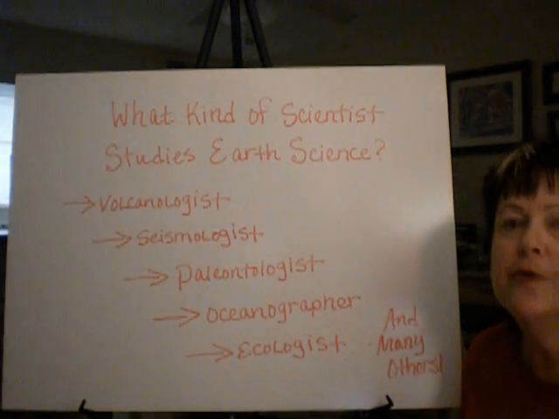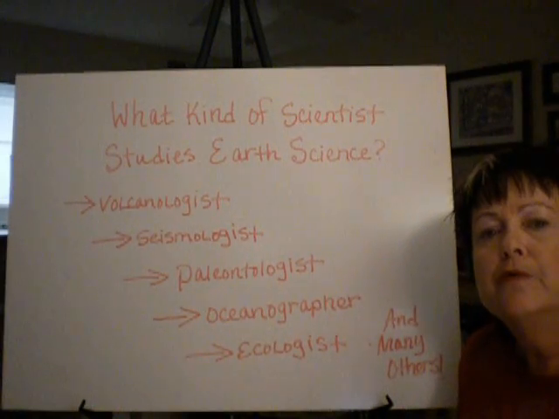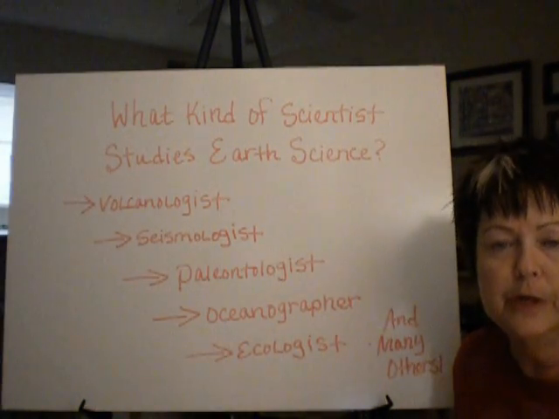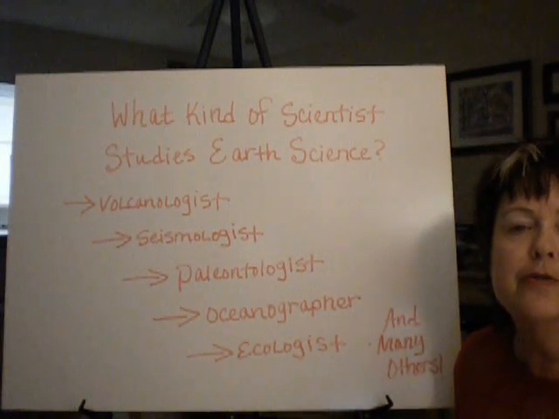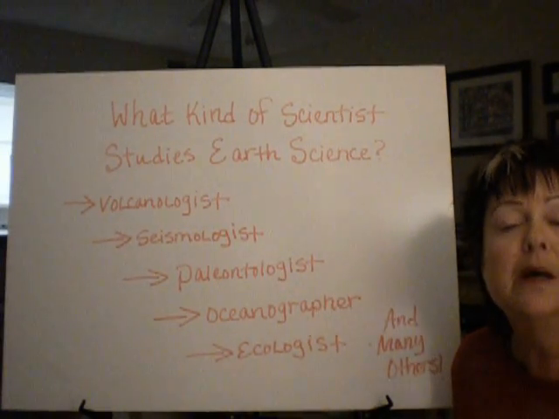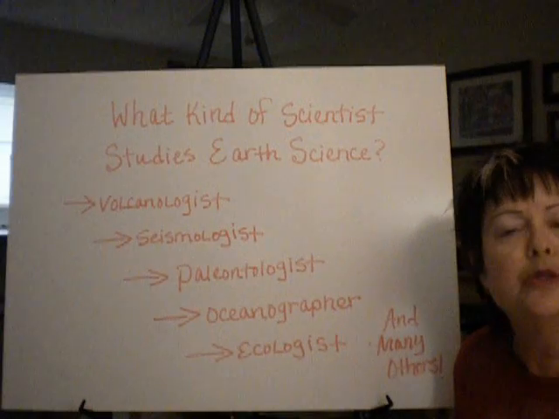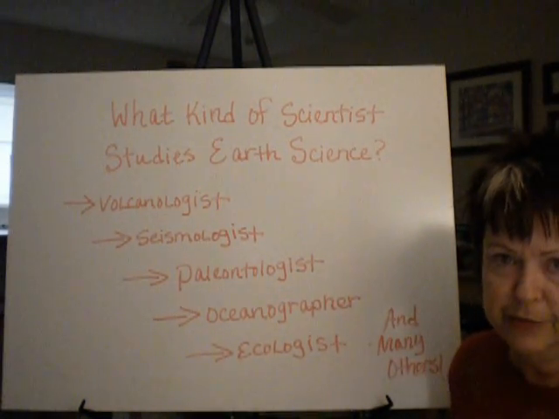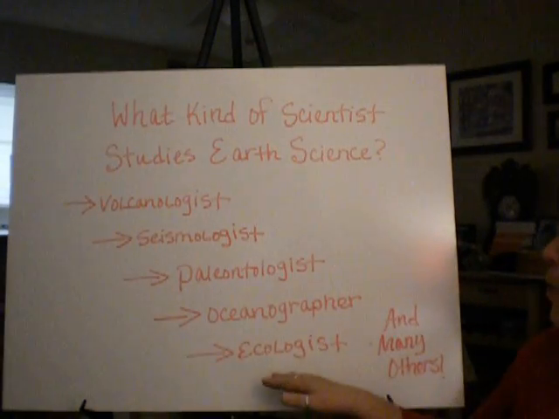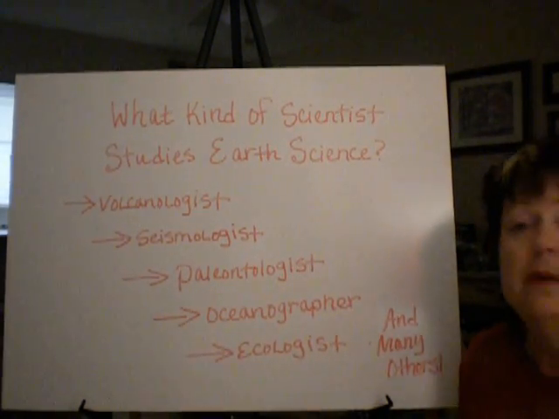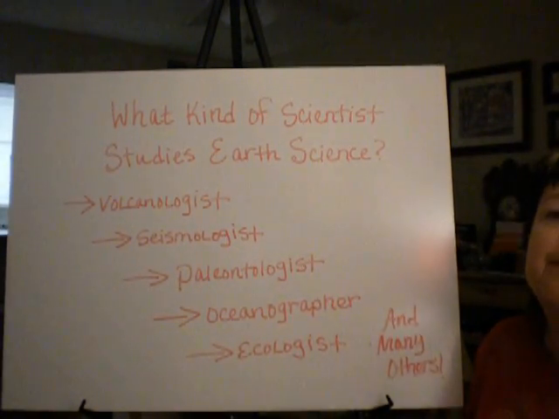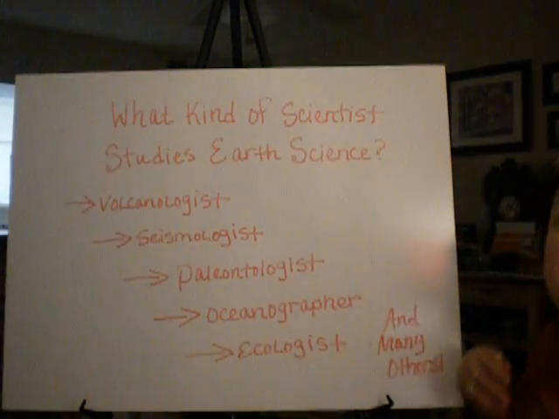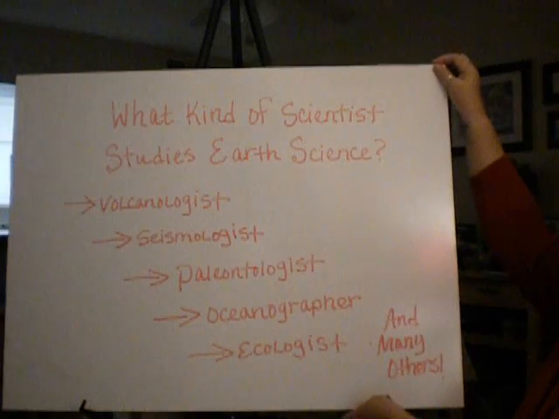Oceanographer, and there are many different kinds of oceanographers. For example, there are oceanographers that study the landforms under the ocean, but there are oceanographers that also study the chemistry of the ocean, and there are oceanographers that study the biology of the ocean, the animals that live in the ocean. We have an ecologist, environmentalist, and there are many, many more types of scientists that are involved in earth science.